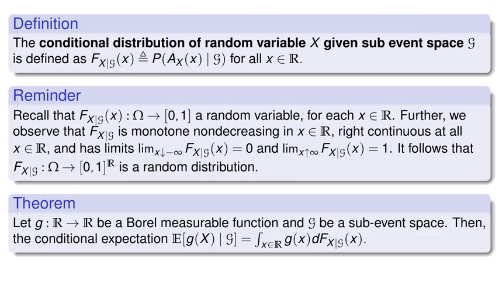A key theorem connects this conditional distribution to conditional expectation. Let g be a Borel measurable function from reals to reals, and let script G be a sub-event space. Assume the expectation of absolute g of X is finite. Then the conditional expectation of g of X given script G equals the integral over all real x of g of x integrated with respect to the conditional distribution F sub X given script G of x.